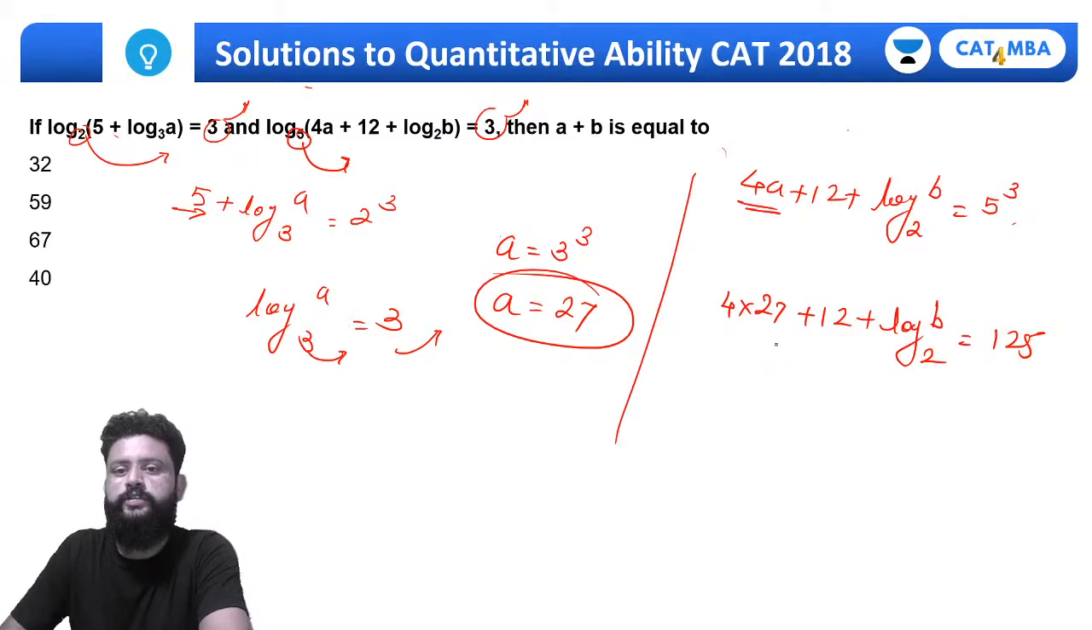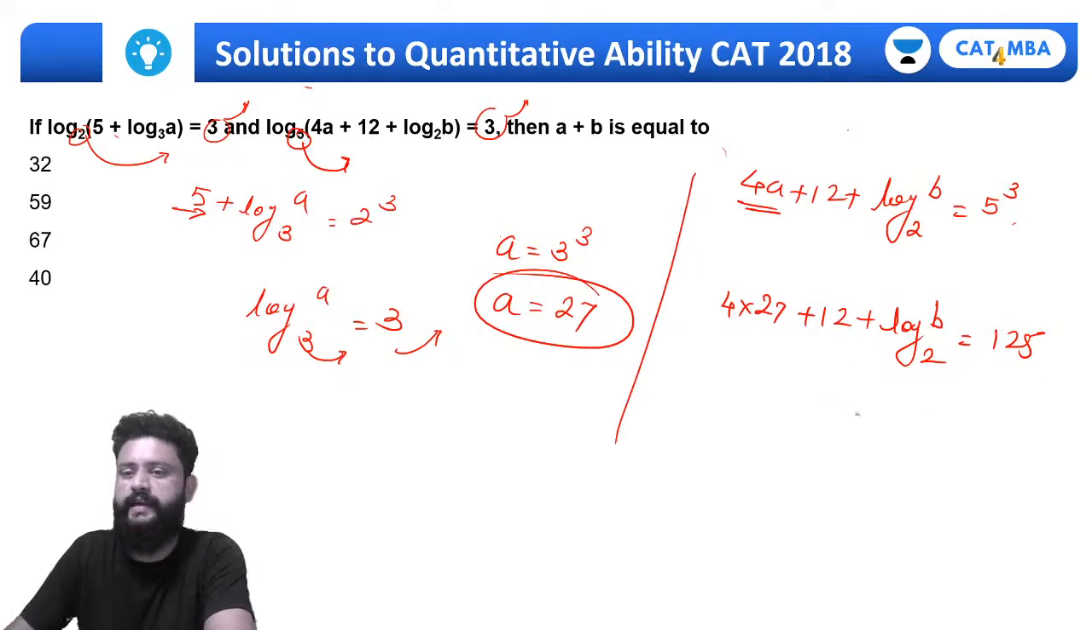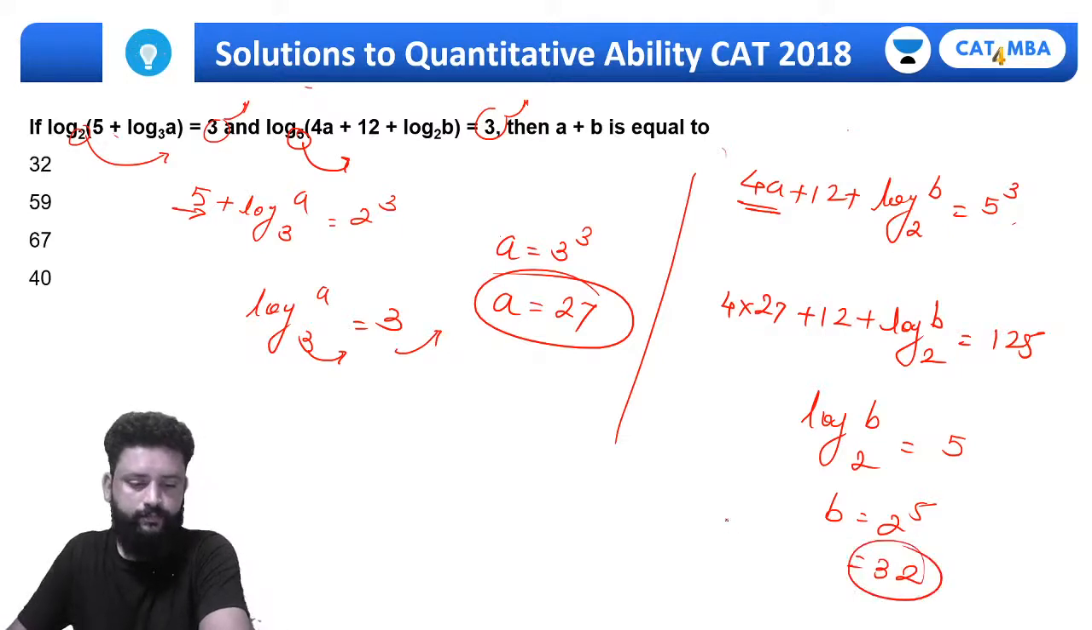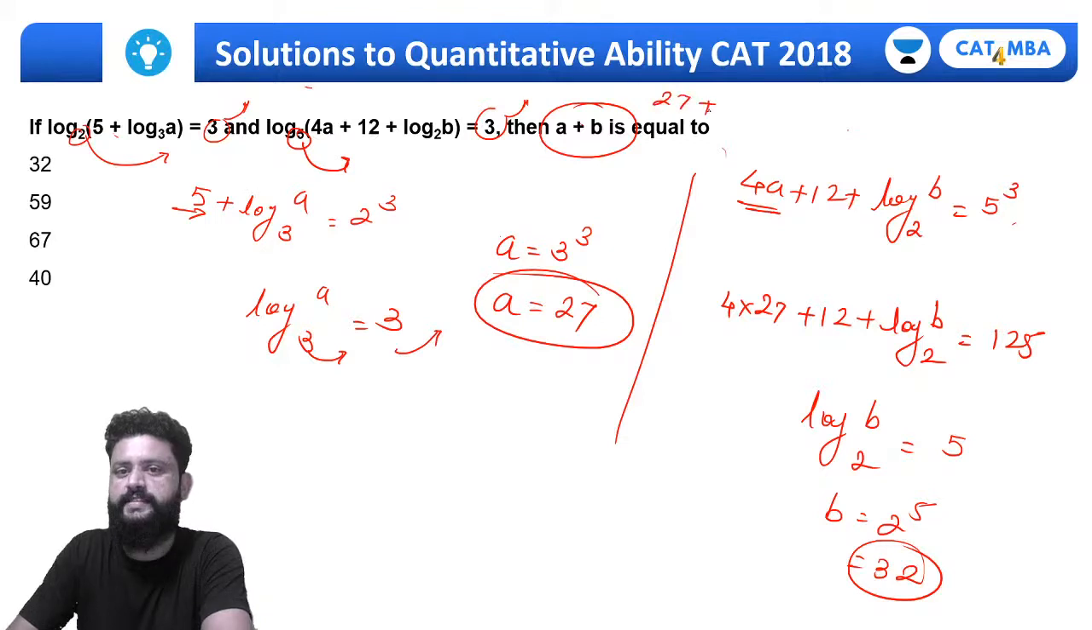Okay Arun, तो कितना आया तुम्हारा b का वैल्यू? Can you just tell me what is the value of b? 108 प्लस 12 120 हो रहा है, 120 इधर माइनस हो जाएगा. log of b to the base 2 must be 5 and b must be 2 to the power 5, which comes out to be 32. Right, then what is the value of a plus b? It is simple, 27 plus 32, that comes out to be 59.